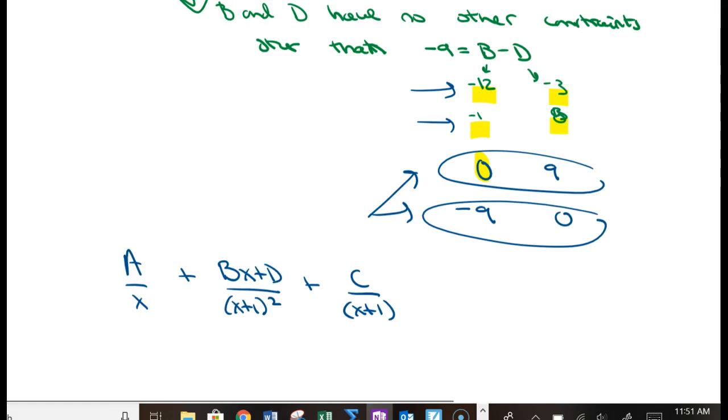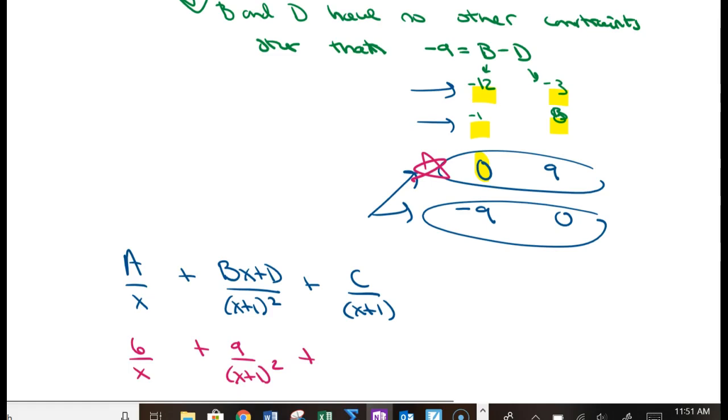Well, if I let B equal 0, look what happens. If B equals 0, it gets rid of the X term inside. And if D equals 0, it gets rid of this constant, and I'm left with an X term in the numerator. I'm going to opt to pick this pairing. And so at the end of the day, this decomposition is going to be 6 over X plus 9 over (X plus 1) squared plus, and I know we found C somewhere.